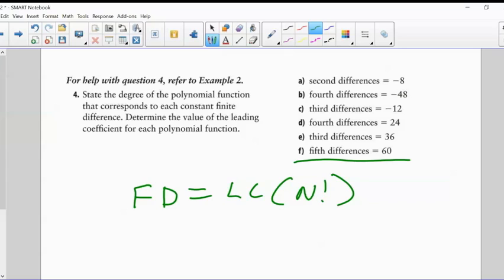Neil. FD is equal to 60. Yeah, that's right. And n is 5. That's also correct. Yes, the n is 5 in the n factorial. Okay. Go ahead and work out the LC for us now, please.